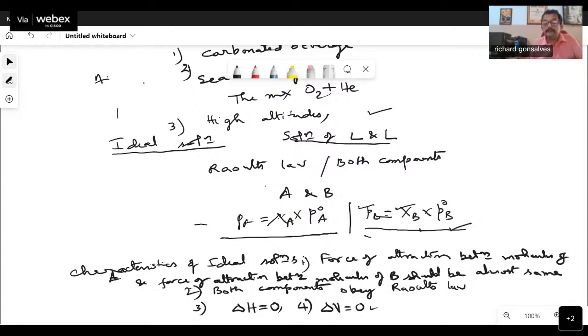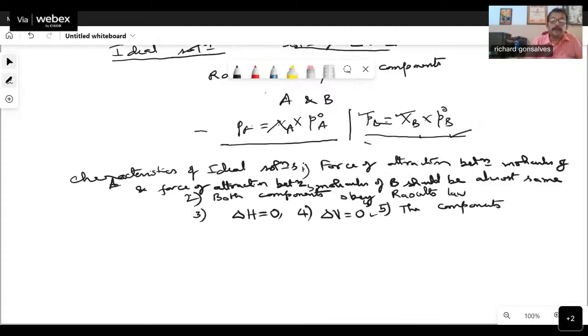And fifth, the components can be separated by fractional distillation. You can separate the component A and B by fractional distillation. These are called ideal solution.